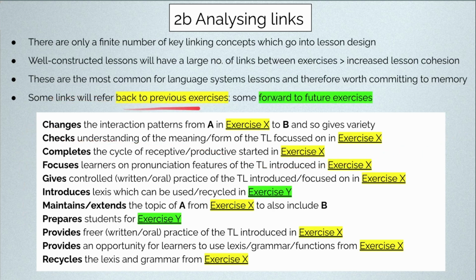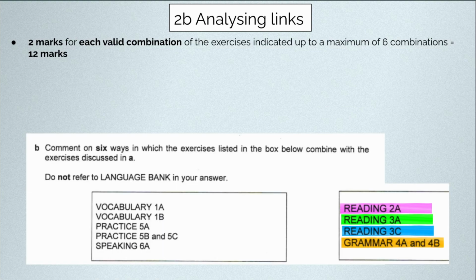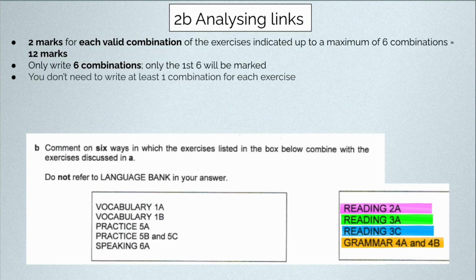Some of them will refer back to previous exercises, and some forward to future ones. Again, if you want to have a quick read of these, just pause the video now. Mark-wise, you get 2 marks for each valid combination of the exercises indicated, up to a maximum of 6 combinations, giving you 12 marks. Only write 6 combinations, because as before, only the first 6 will be marked, and you don't need to write at least 1 combination for each exercise.